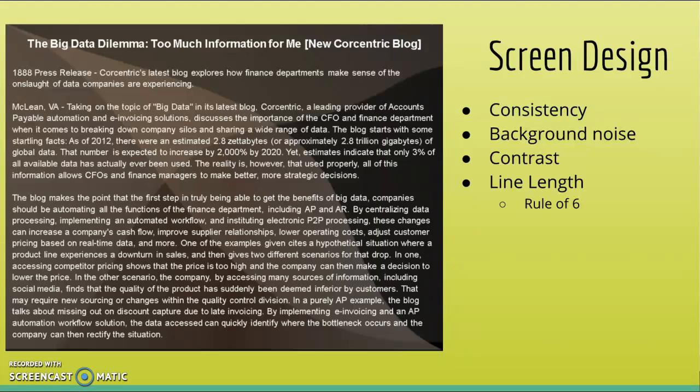Line length and information on a slide can be very overwhelming, so the rule of 6 is a good tip to ensure that you're not overloading your slide with too many words. Try to keep your paragraphs no more than 6 lines and a line no more than 6 words.